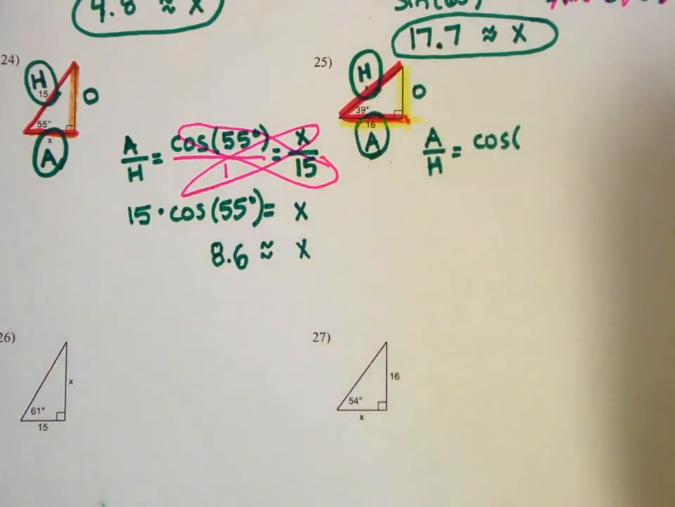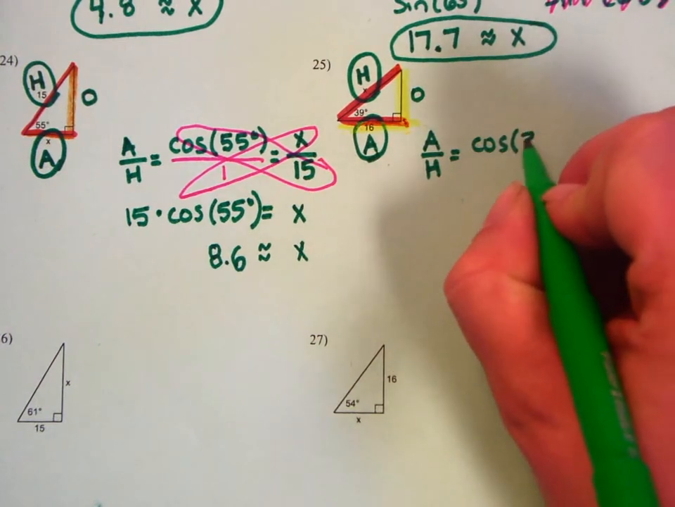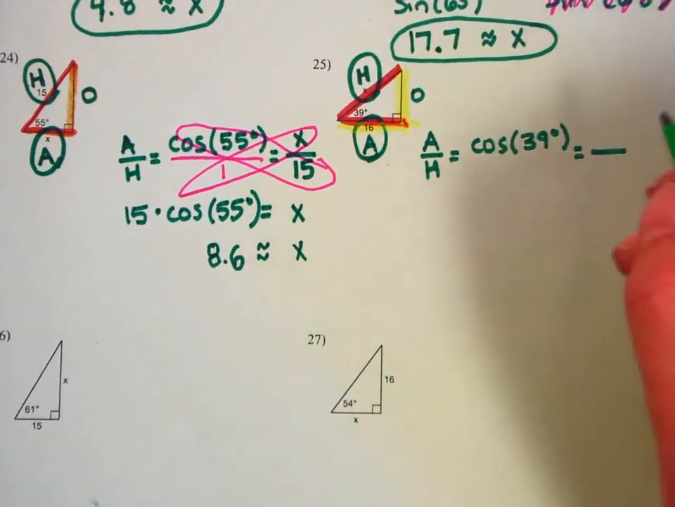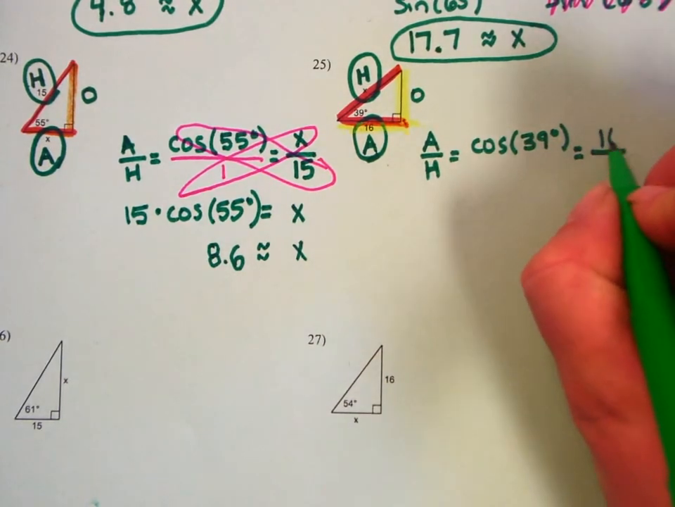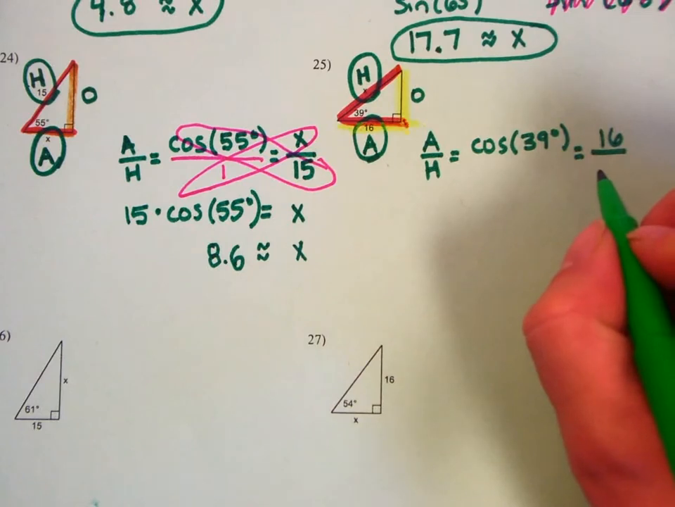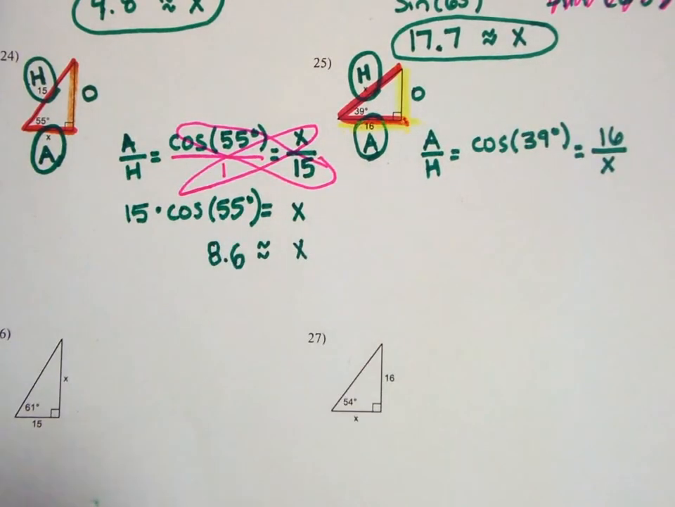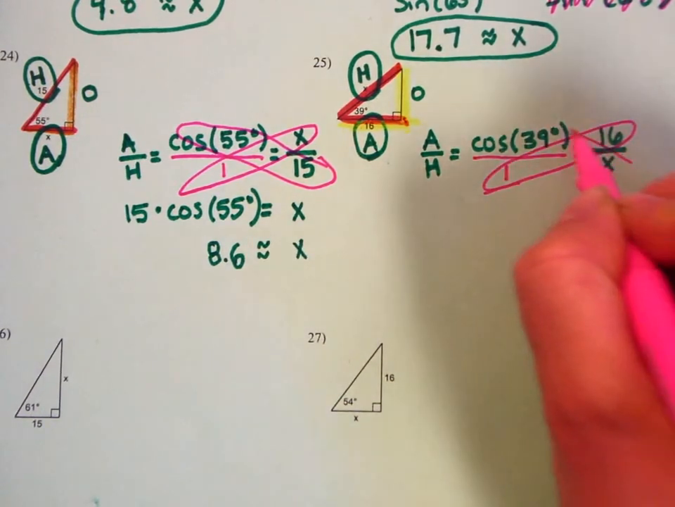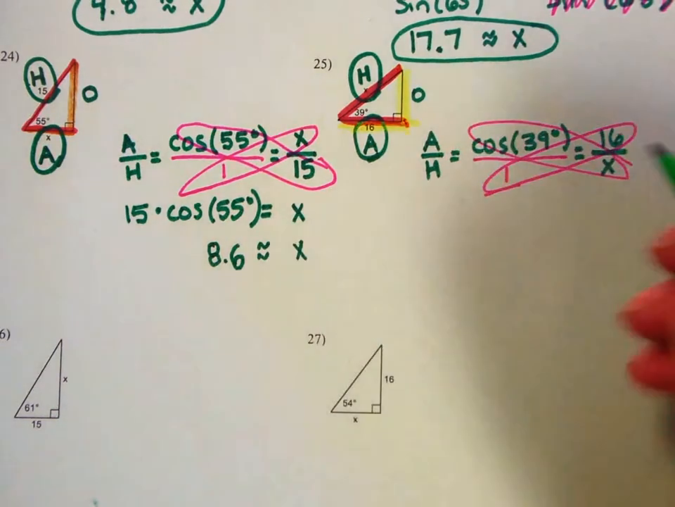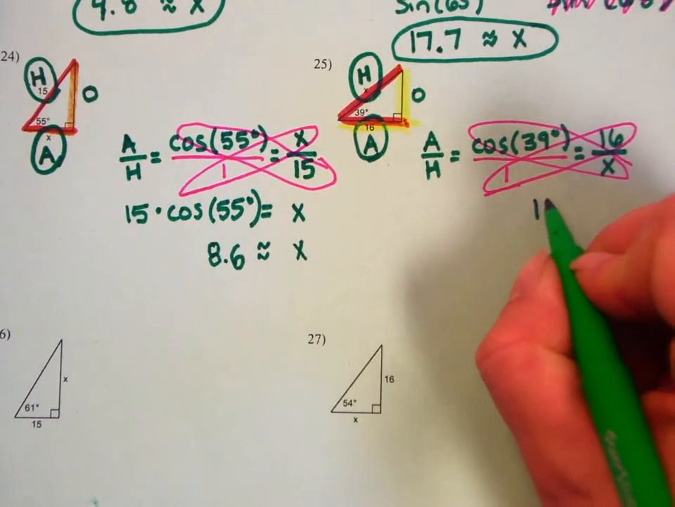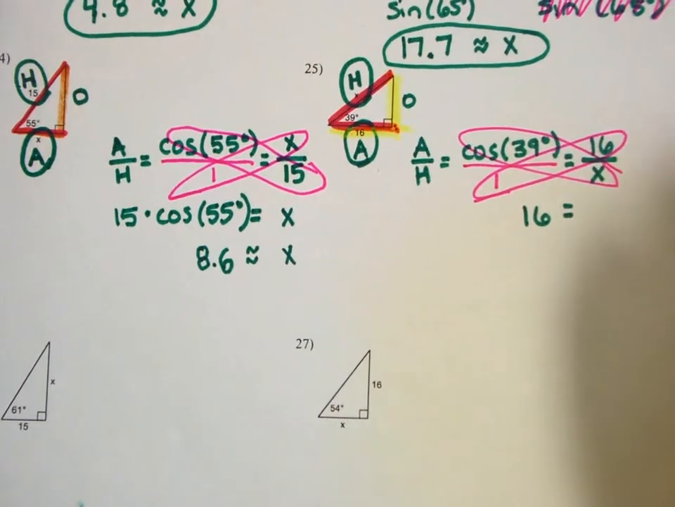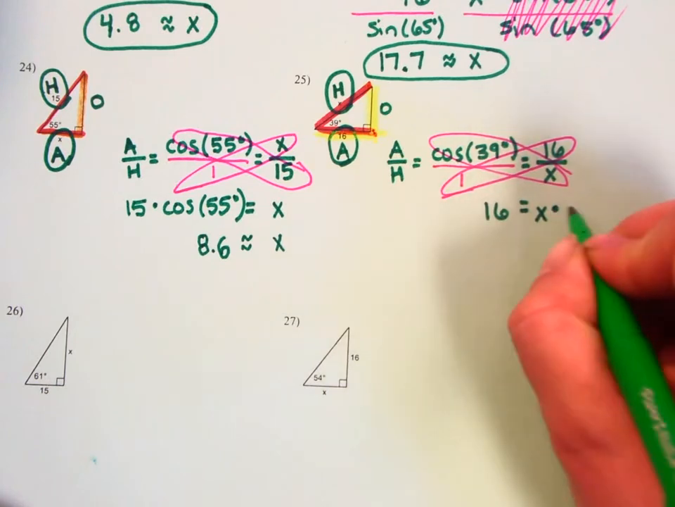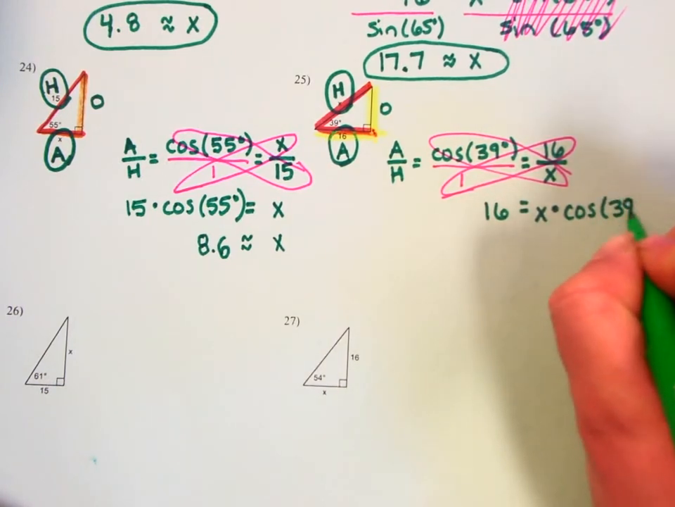So we have the cosine of what? 39 degrees is equal to, what is my adjacent? 16. What is my hypotenuse? X. When I cross multiply, I get 1 times 16 is 16. 16 equals x times the cosine of 39 degrees.